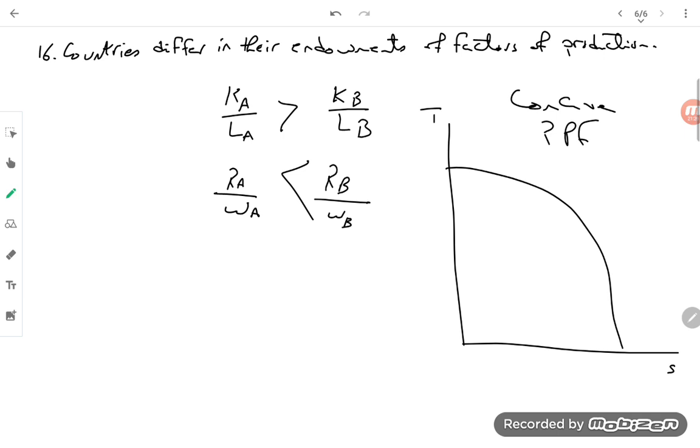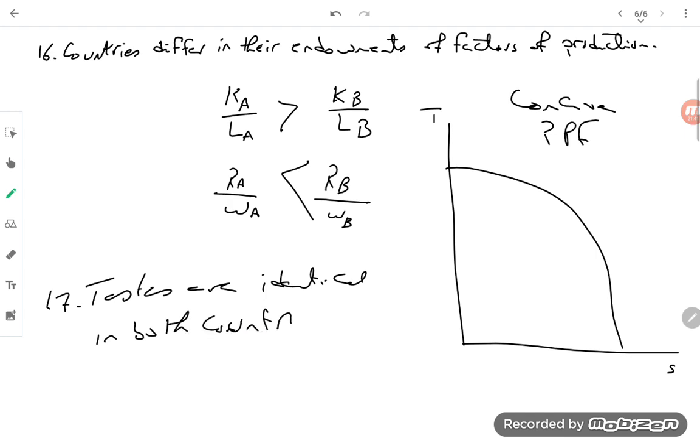And finally, with respect to assumption number 17, tastes are identical in both countries, which means that the CIC is identical or the same in the two countries. This means that the direction of trade will be based on supply conditions only, without any effect from demand.